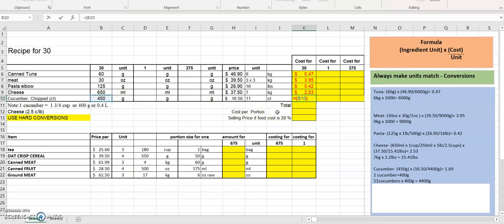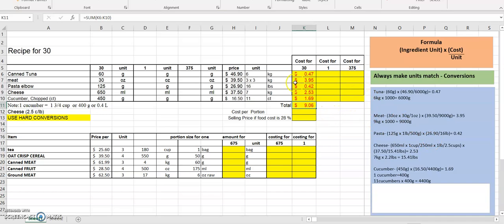650 multiplied by our price divided by 169. And now for our total. So now for our total, we can do equals sum and then select the cells we need and equals. And then if it's shown on our hand calculations, this is the matching number. We always want to make sure that this number matches our handwritten one.